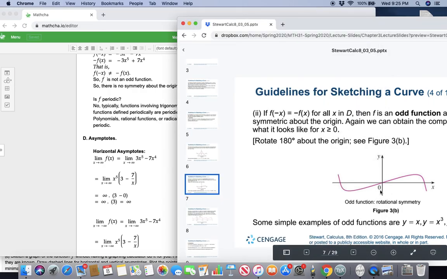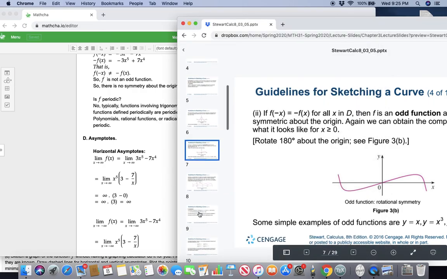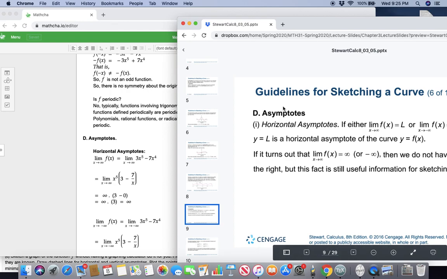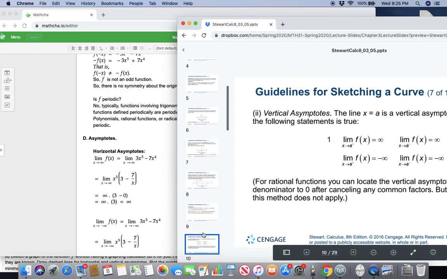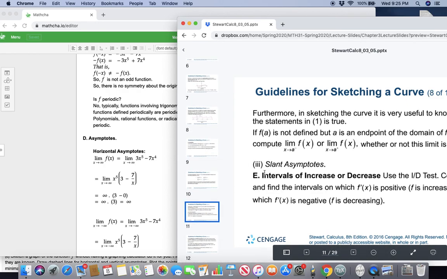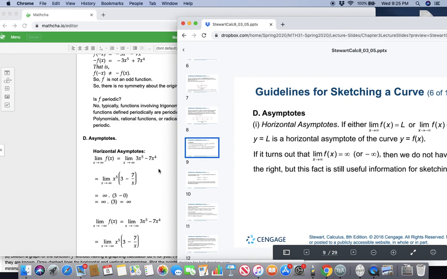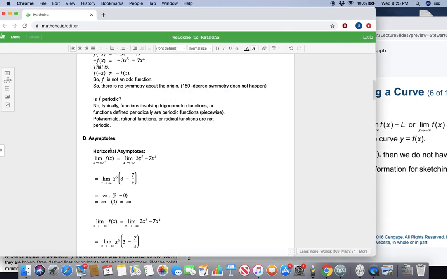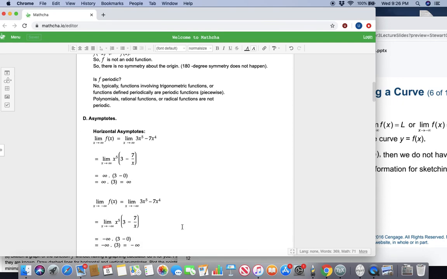The next item in our checklist is the set of asymptotes. Do you have horizontal asymptotes? Do you have vertical asymptotes? And do you have slant asymptotes? There are three aspects to asymptotes. How do you encounter horizontal asymptotes? Well, you have to check limit x approaching infinity or limit x approaching negative infinity. You see whether these limits give you a number.